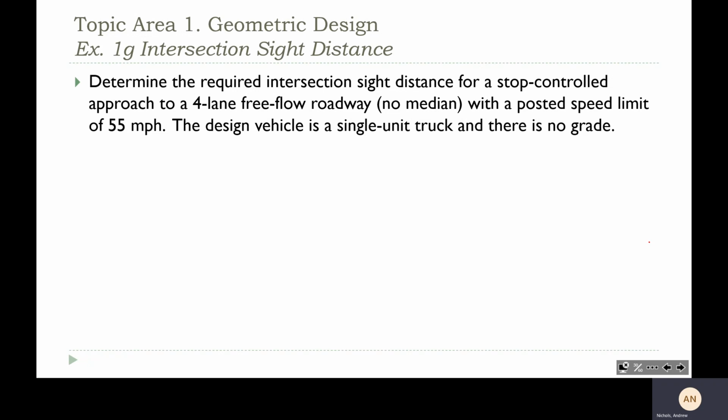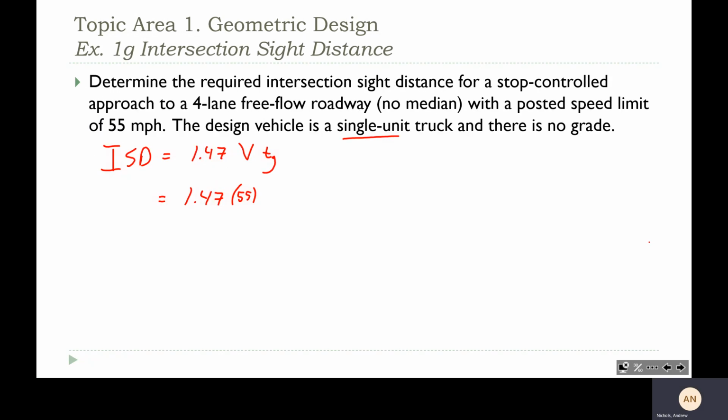So this example: determine the required intersection sight distance for a stop controlled approach to a 4-lane free flow roadway that doesn't have a median with a posted speed limit of 55 miles an hour. The design vehicle is a single unit truck and there is no grade. So ISD equals 1.47 V times T sub G. So we know what V is. Posted speed limit we're going to use as 55. So then our T sub G value. So we're told that the design vehicle is a single unit truck.